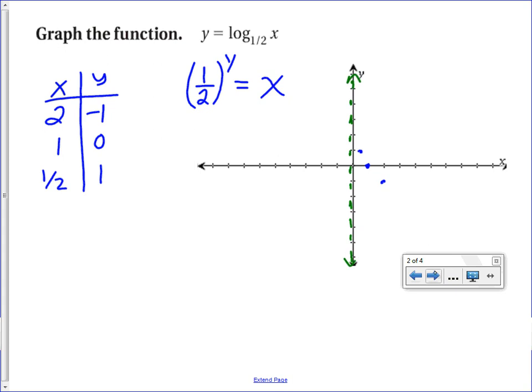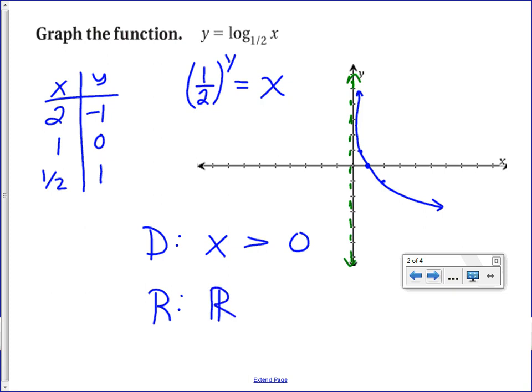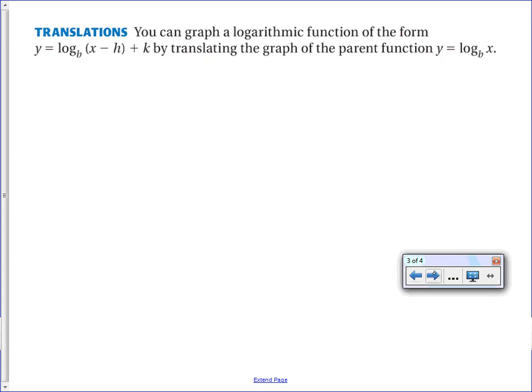When I connect my dots, this one's going to be going along the asymptote up here, and then getting increasingly lower. So our domain for this graph, asymptote's still at 0, so x is greater than 0. And our range for this graph is, again, all real numbers, as it keeps going up and down forever. We can graph log functions of this form with h and k by simply translating our graph, h units side to side and k units up and down like we've been doing.